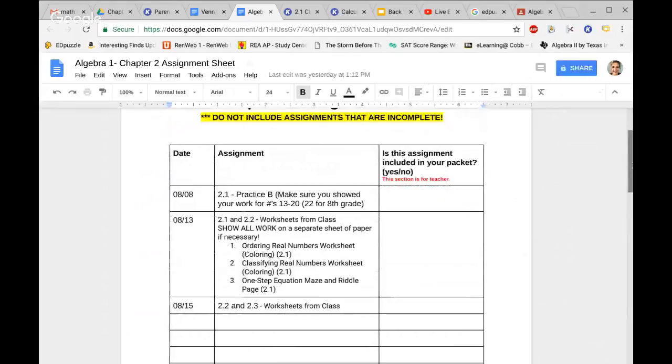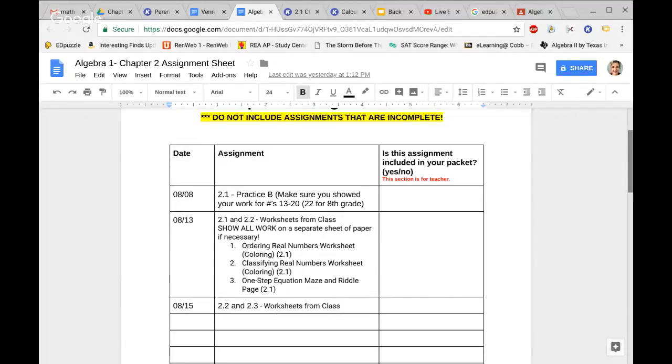So it would be 2.1 practice B. Make sure that you're showing your work on numbers 13 through 20. And then the worksheets covering 2.1 and 2.2: the ordering real numbers worksheet, the classifying real numbers worksheet, and the one-step equation maze and riddle page, both the front and back. Those are going to be due on test day.